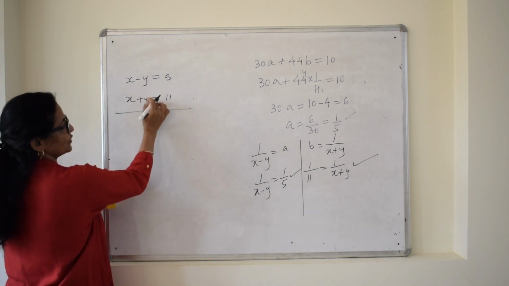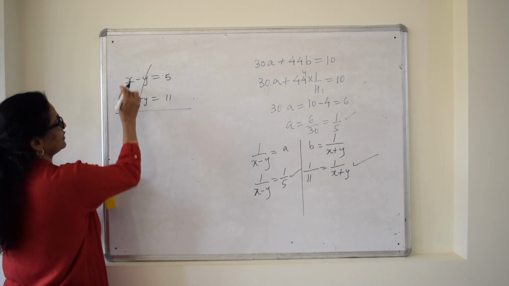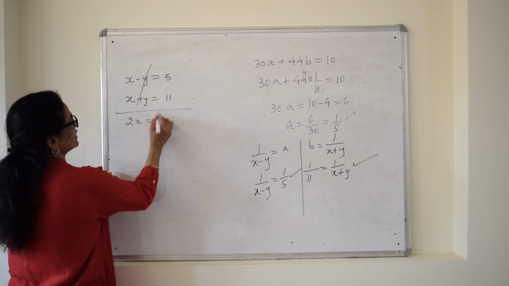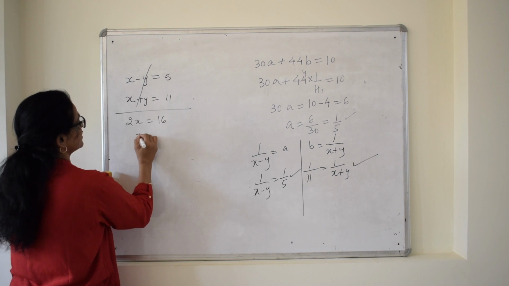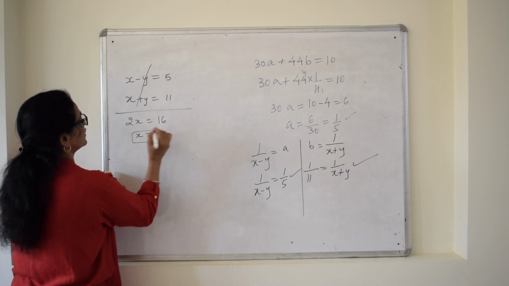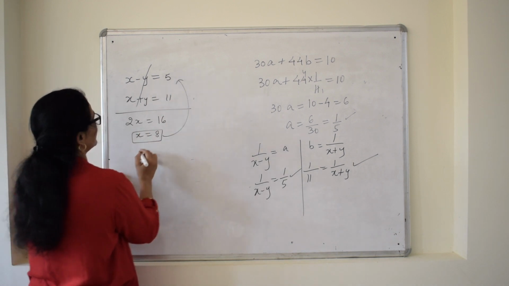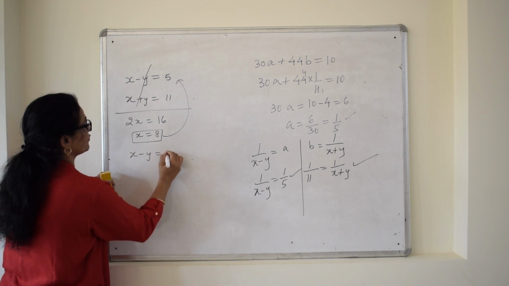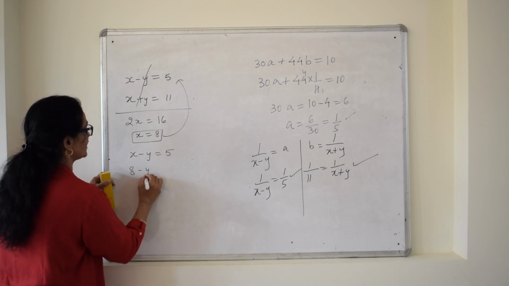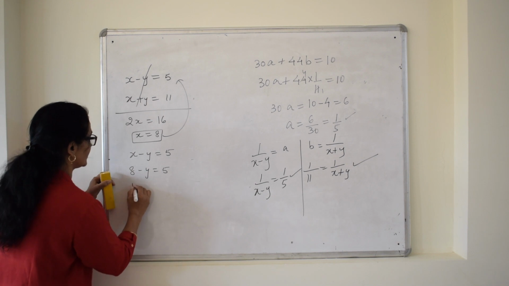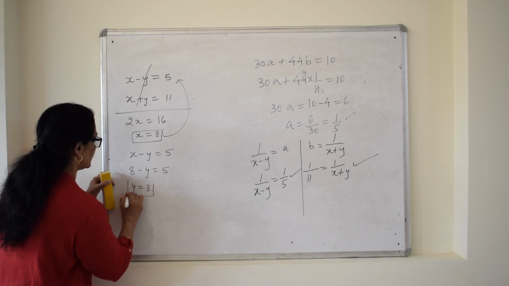Directly we can add these two equations. x plus y and minus y will be cancelled. So twice of x is 16. So x is equal to 8. We'll go back. x minus y is 5. So 8 minus y is 5. So y is equal to 3.